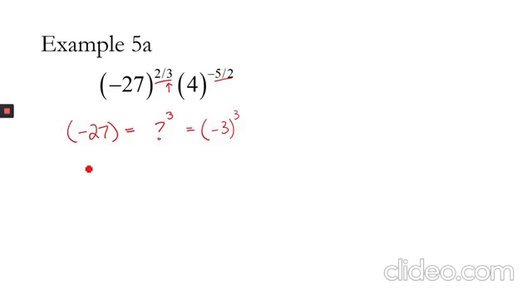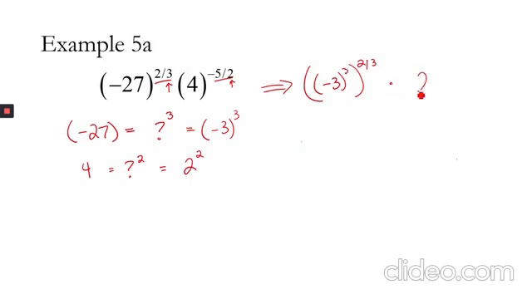Now we're going to do the same thing. 4 is our base. Here's our denominator, we need something squared. Okay, this one's pretty easy. We know that 2 squared gives us 4. Now we're going to go ahead and rewrite these in their places. So I'm going to change negative 27 to negative 3 to the third. Now it's still being raised to the 2/3. And I'm going to replace 4 with 2 squared, and it's being raised to the negative 5 halves.